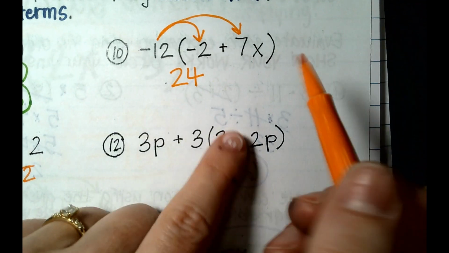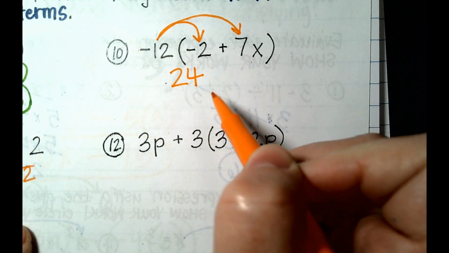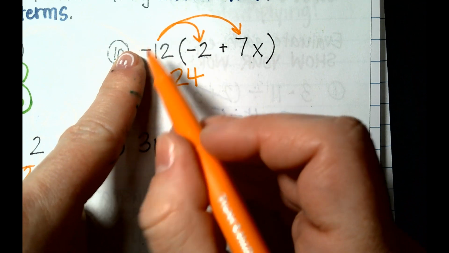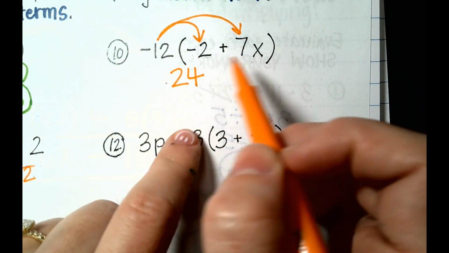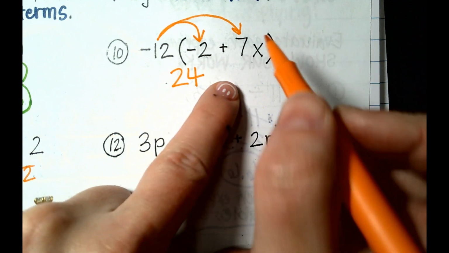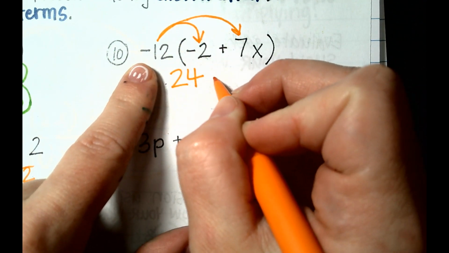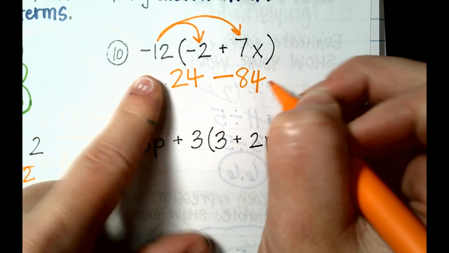That is correct. Now, what I didn't do on number 11 is I didn't bring the plus sign down. Whenever we get a negative number in one of these problems, we don't need to use that plus sign anymore. We can just write 24 minus 12 times 7, that's 84x.